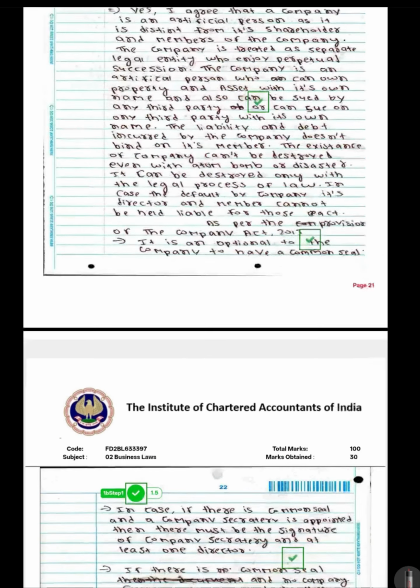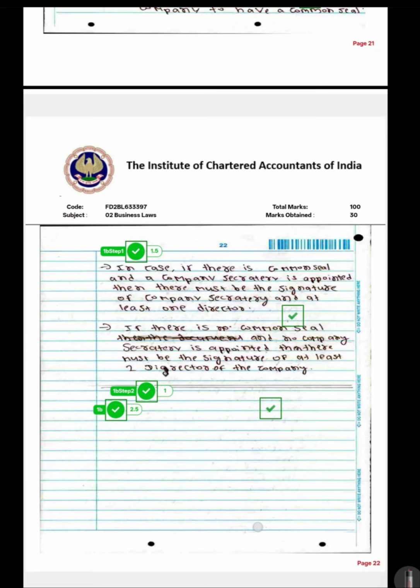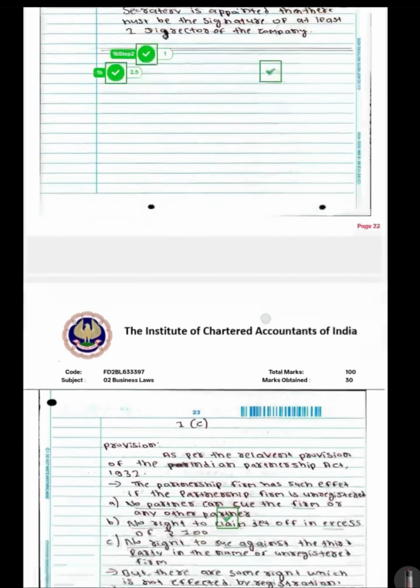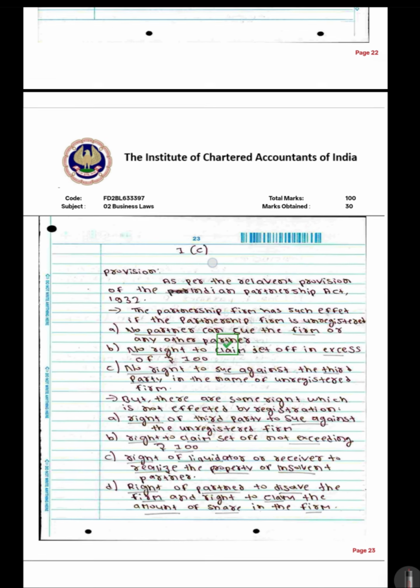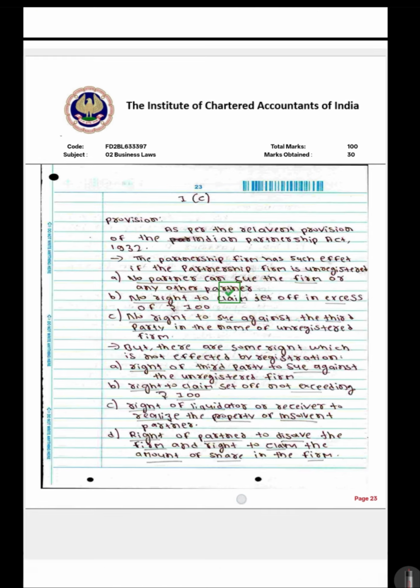And in this question I haven't underlined the keywords, as I already said there was a lack of time. So at last I stopped underlining the keywords, and then I went to question number 1C. Again I have written with the provision. I have written only this much about the provision, and then I went to the answer to the question.